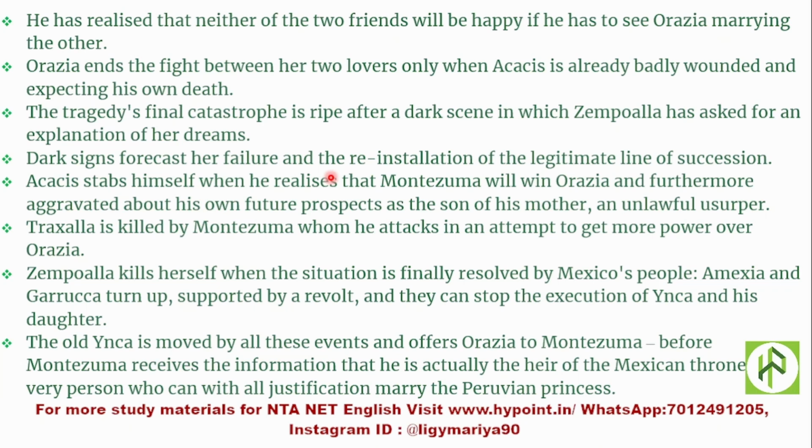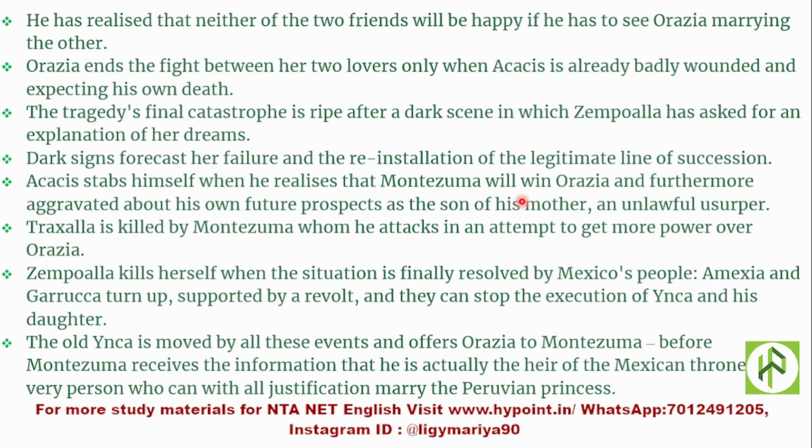Acacius stabs himself when he realizes that Montesma will win Horacia, and furthermore is aggravated about his own future prospects as the son of his mother, an unlawful usurper. So he kills himself. He was about to die, but he stabs himself when he realizes that Montesma is going to win over Horacia, and his pain was aggravated about his own future prospects as a son of his mother, as she was an unlawful usurper.